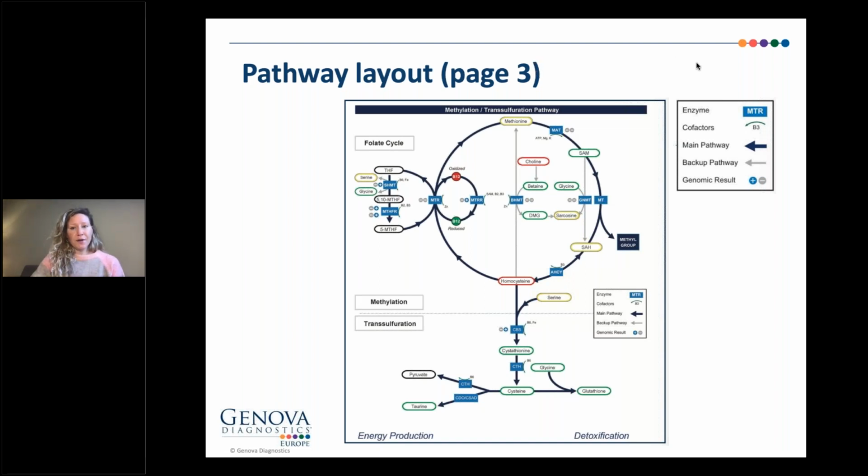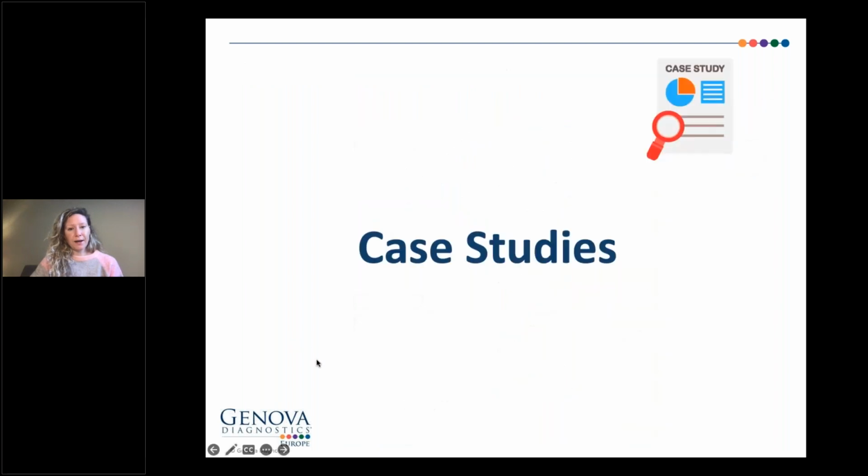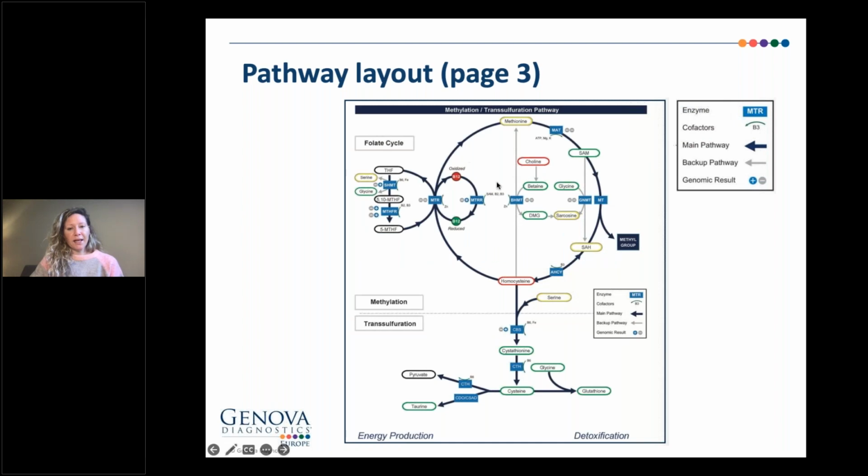So this is really the overview of the panel and the structure of how the panel works. As you can see, you've also got a key just here. Oops, let me just go back. You've got a key on the top right-hand side, which shows how the enzyme is displayed, and the cofactors as well, which are normally listed next to the arrows. And you've also got the genomic results, of course, in either a plus or negative sign, depending on the SNP that they've inherited.